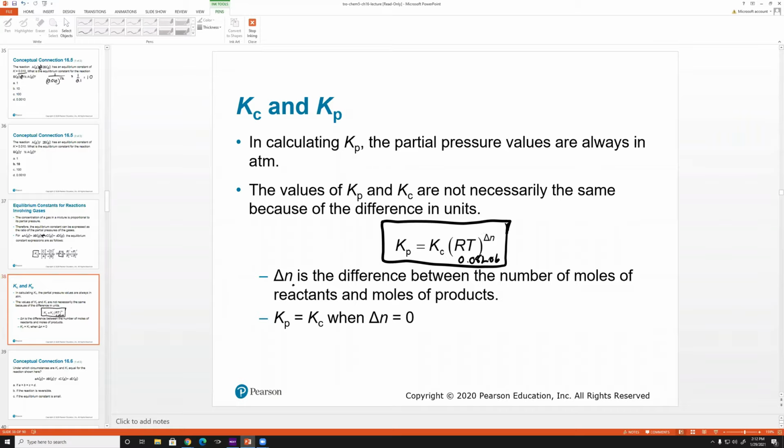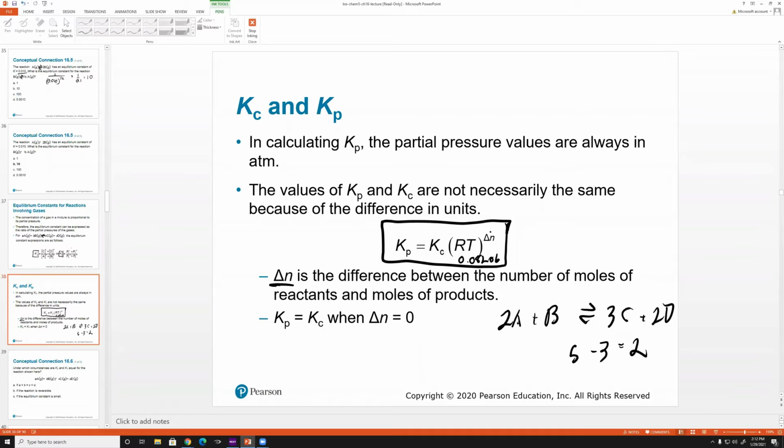Now, delta N is the difference between the number of moles in reactants and products. So, for example, if you have 2A plus B in equilibrium with 3C plus 2D, and these are all gases, the delta N will be the number of moles on the right side, which is 5, minus the number of moles on the left side, which is 3, and that equals 2. So delta N would be equal to 2. Now, when delta N equals 0, what happens? This RT term becomes 1, and we have Kp equals Kc.